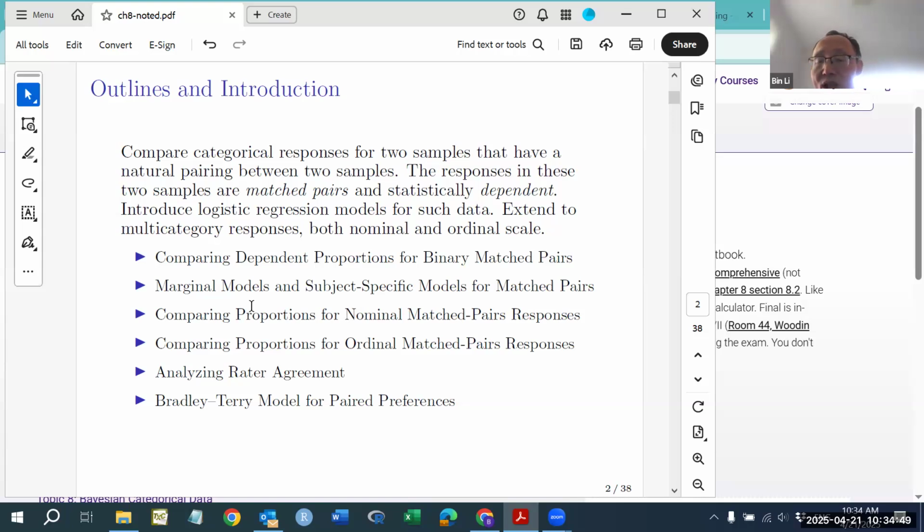Just like that, if we have matched pairs and they are applied to different treatments, then the variation will be controlled. That is the purpose. That's why many studies use a matched pairs design.